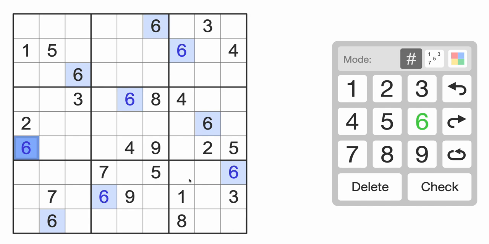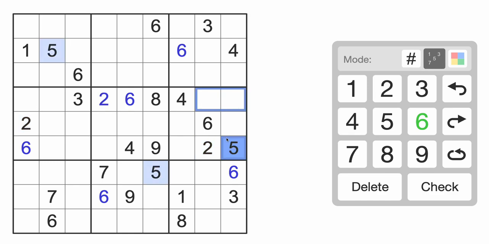Okay, and I can place 2 in box 5. 2 and 2 gives me 2 here. Now I can place 5 on row 4. 5 here blocks these. This 5 blocks this cell. So 5 has to come here.